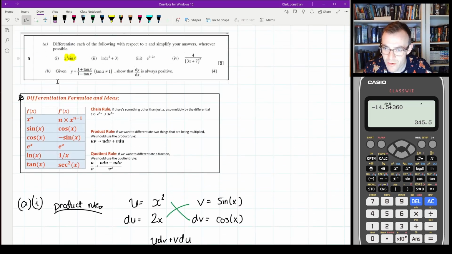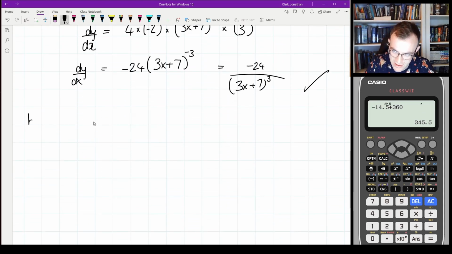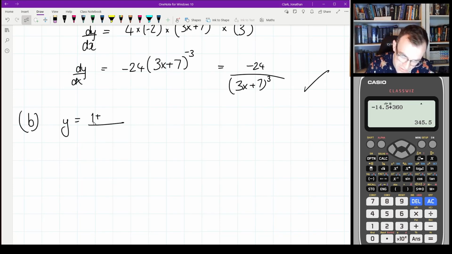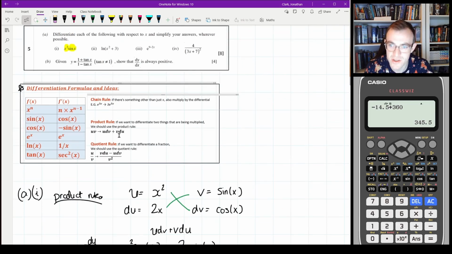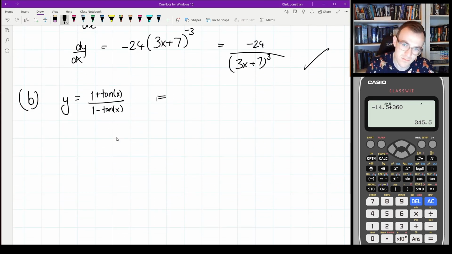Lovely. Right, what's going on here? Part B looks weird, doesn't it? Here's a function, 1 plus tan over 1 minus tan. Show that dy dx is always positive. Right. Let's see how it goes then. So it does tell us that it's dy dx. So like, clearly we're going to still need to differentiate it. Let's just verify. Was it 1 plus tan on the top? Yes, it was. So we're trying to show that dy dx is always positive somehow from this.